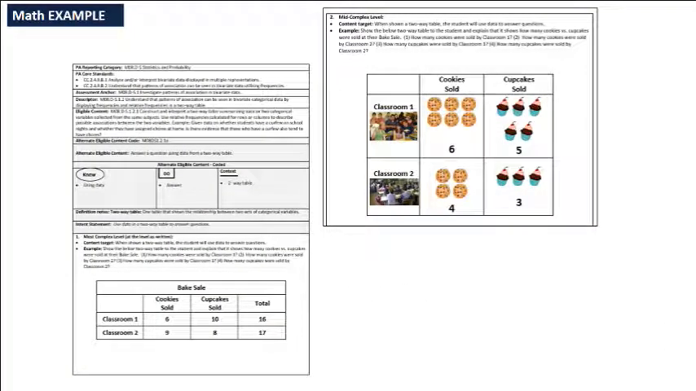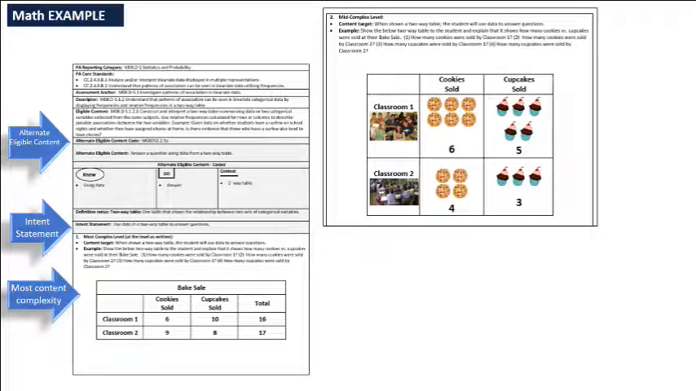So our math example is a piece of 8th grade content, and it's answer a question using data from a two-way table. And here's the essentialized example. I'm going to ask you to pull out handout number 2, and you should have that as part of your handouts for this webinar. And you'll see your alternate eligible content, your intent statement.